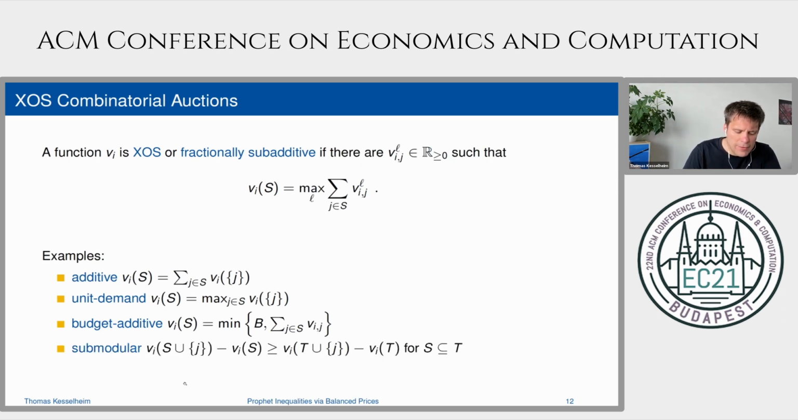Or more generally, every submodular function is XOS. So whenever you have decreasing marginals, whenever adding an item to a set can only give you a larger increase when you add it to a set S than if you add it to a superset of the set S. So these are typical examples of XOS functions. This is a very powerful and easy to work with class of valuation functions.